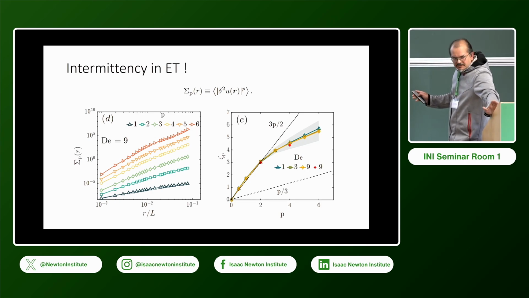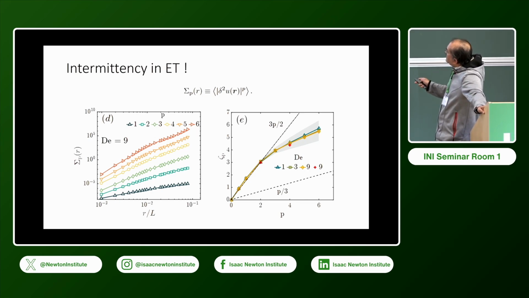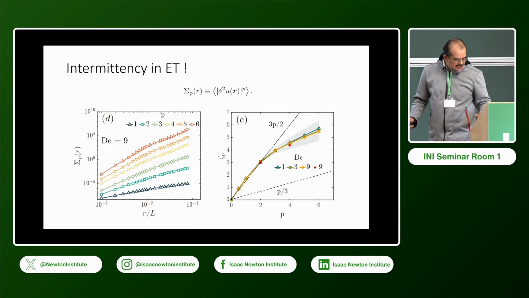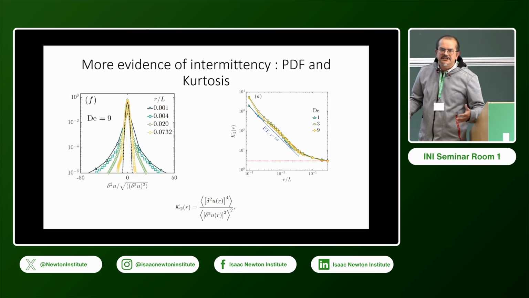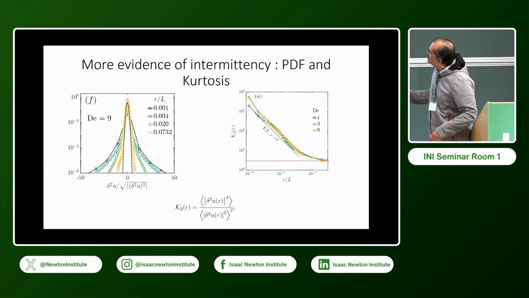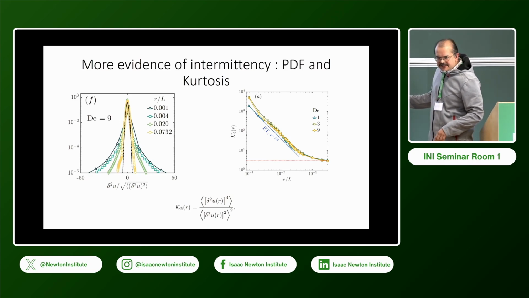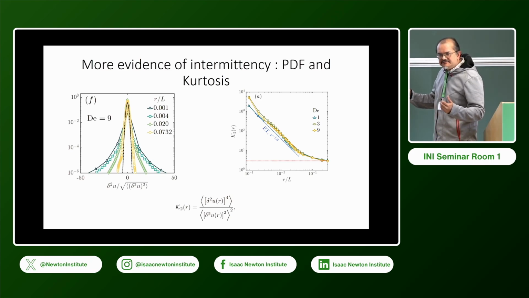But fair enough. Okay, so now I have this new set of exponents. And how are those exponents connected to other measures of intermittency in the problem? So if I look at, for example, the probability distribution of velocities, and here again it is the velocity difference, which is the new kind of velocity difference. And you see that this dashed line is the Gaussian. These tails are definitely far away from Gaussian. So that's the second evidence of intermittency.